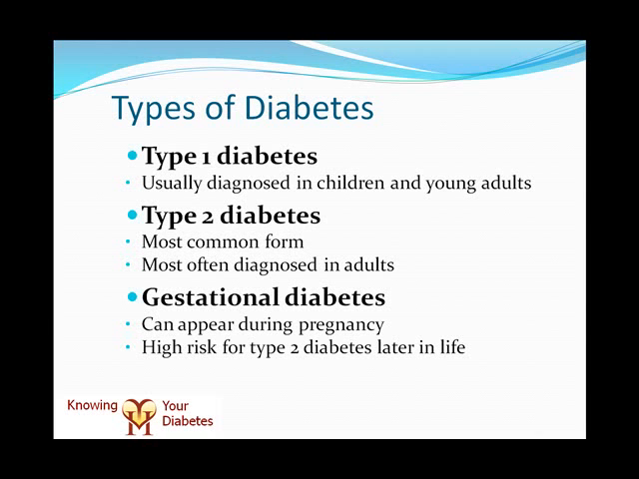Most Americans who are diagnosed with diabetes have type 2 diabetes. Gestational diabetes affects about 4% of all pregnant women. There are about 135,000 cases of gestational diabetes each year. And if you've ever had gestational diabetes, then your risk of developing type 2 diabetes is significantly higher later in life.